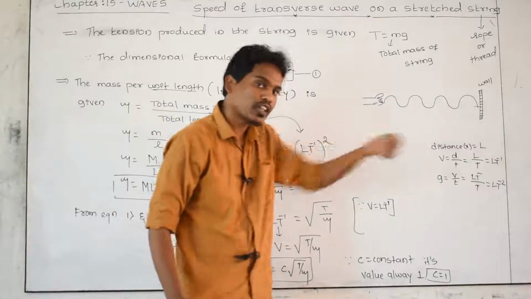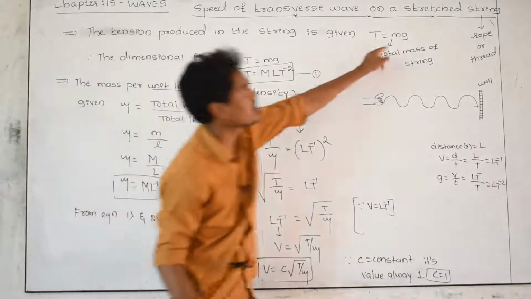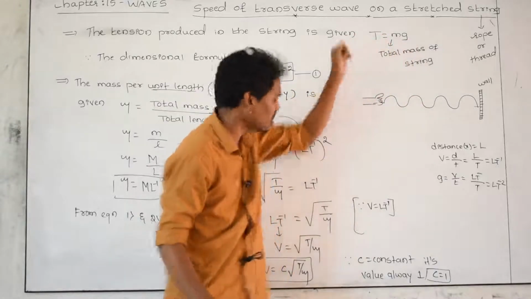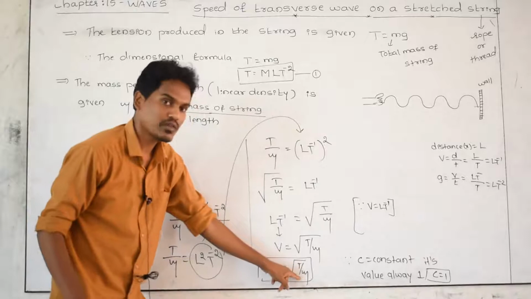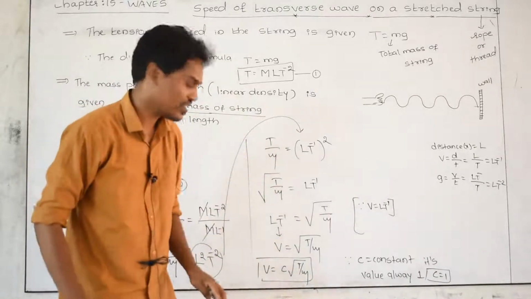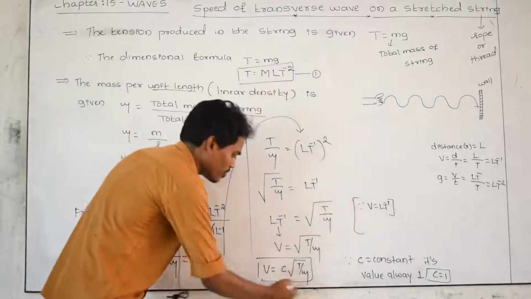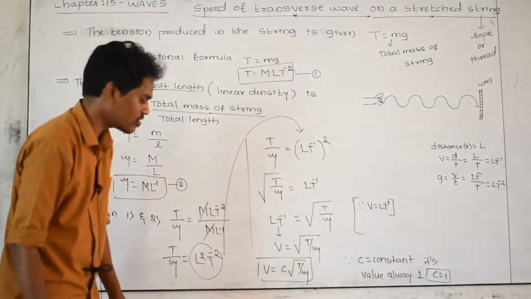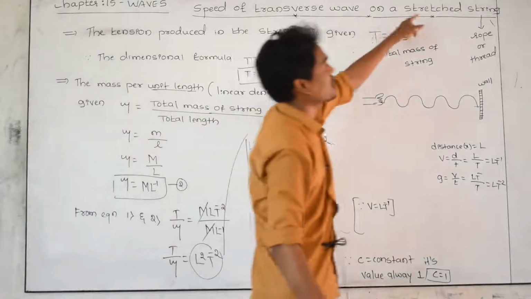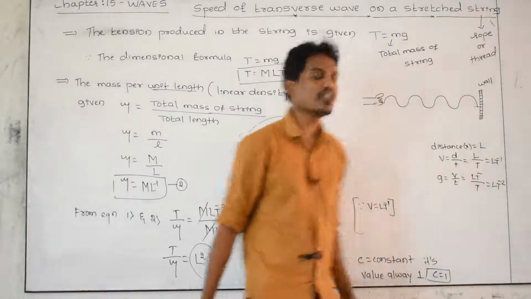If you pull the wire, tension is produced in the wire, and that tension can be found by using this formula: total mass of that rope into g gives the tension T. What is mu? The mass of 1 meter length of the wire is called mu. You remember, this is a very important formula for numericals. The velocity of a transverse wave on a stretched wire or a thread or a string can be calculated by using this formula.